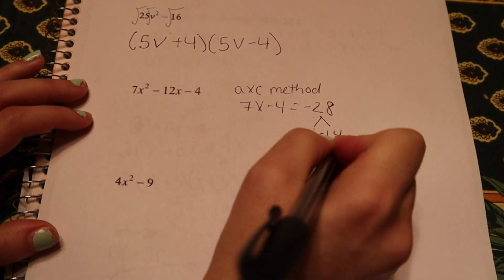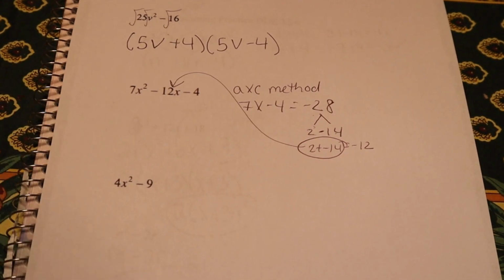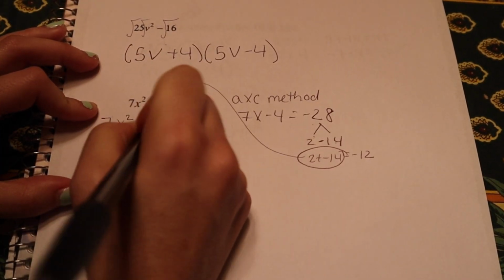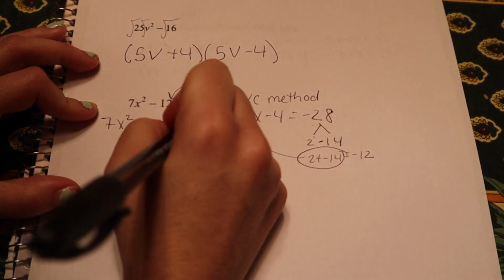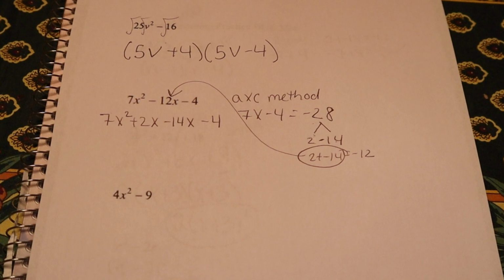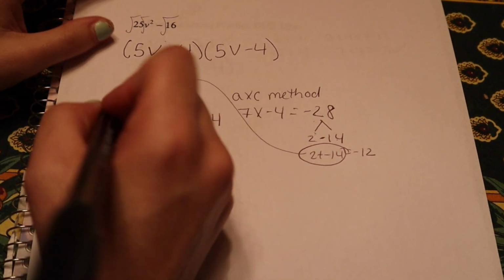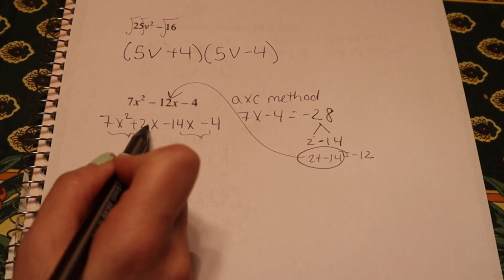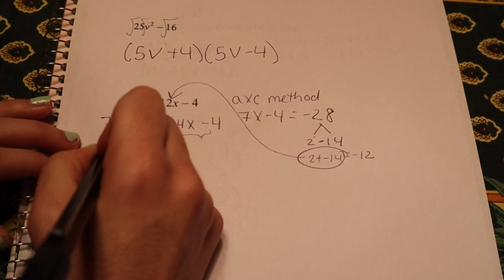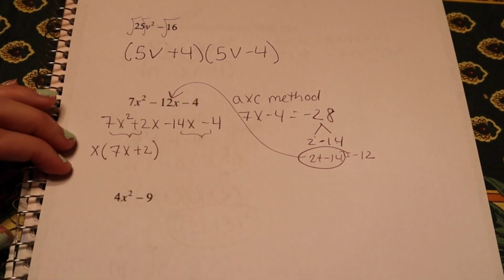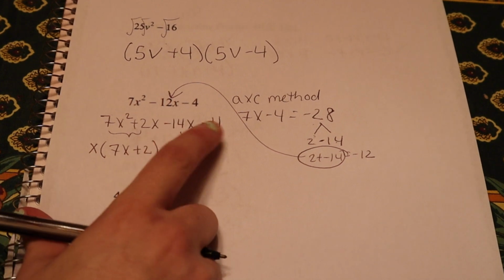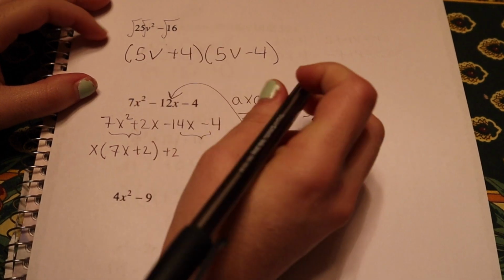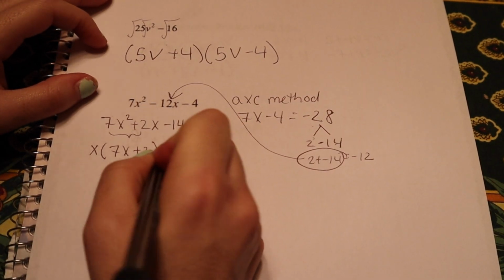I'm going to put these terms in place for the negative 12. So I'm going to rewrite the problem as 7x squared plus 2x minus 14x minus 4. Now I'm going to factor out a common factor, and I'm going to do factor by grouping. So what's in common between 7x squared and positive 2x? An x. So I'd be left with 7x plus 2. What's in common between a 14 and a 4? Their greatest common factor is 2. But I'm going to pull out the negative with it.